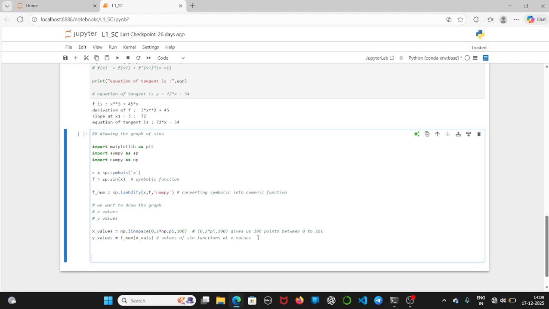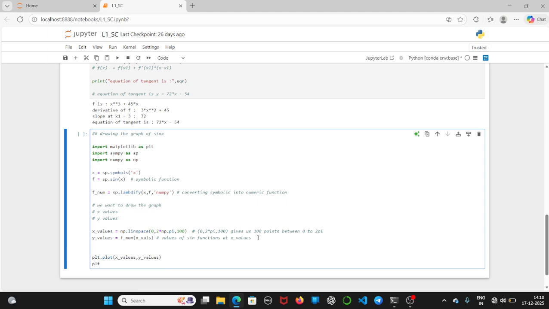So now I am going to write plt.plot x values and y values, and we can label it. But okay, we are not going to label it now, but I'm going to write plt.show, right? plt.plot is used to plot two variables. Here one is y, which depends on x, because y is f num of x. I cannot write f of x directly, because f is a SymPy function, right? And f num is the numpy or numeric function, so I can write f num of x values.